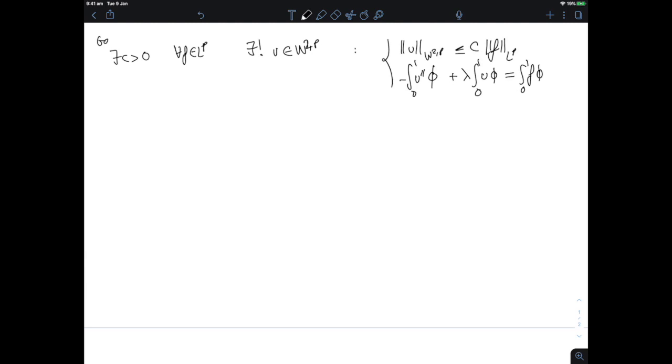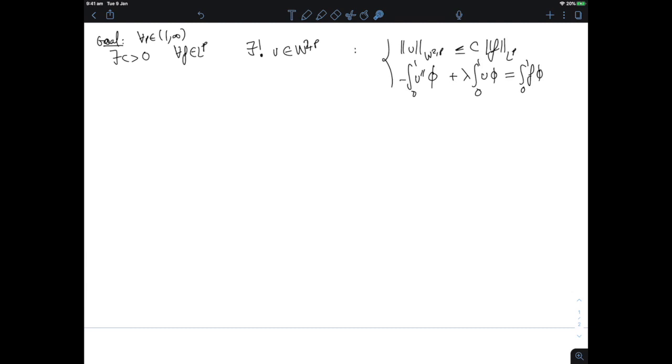So this is our first goal, and we want to do that for all p in the reflexive range at least, so p between 1 and infinity. Now notice that the uniqueness is for free once you have this inequality here, because this inequality tells you in particular that if f were to be 0, then u would have to be 0.